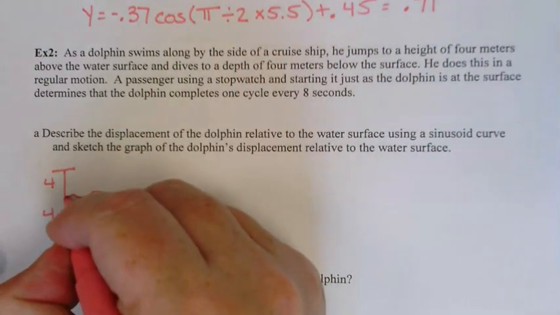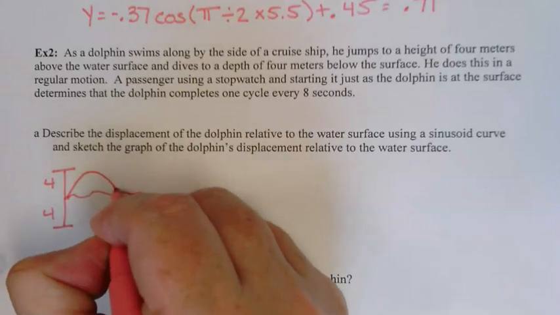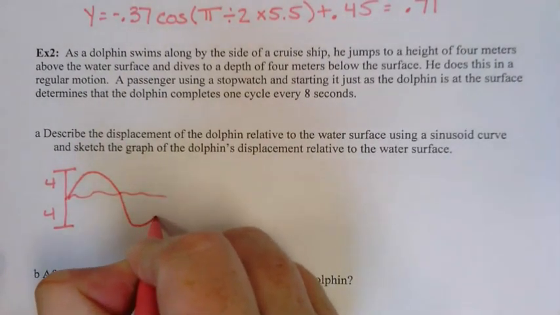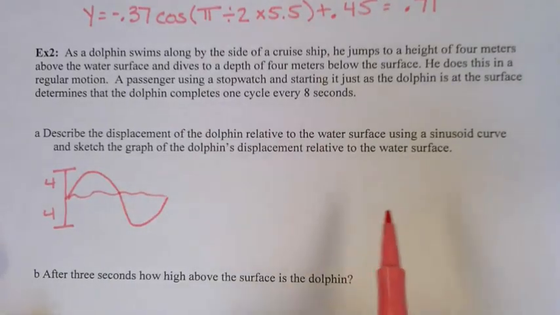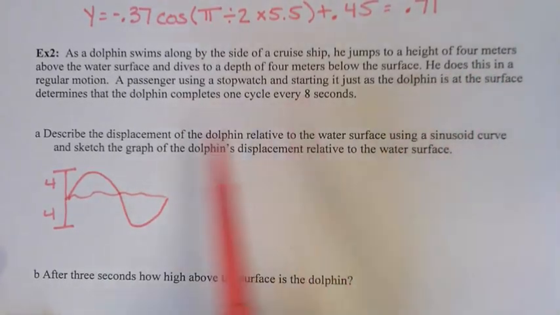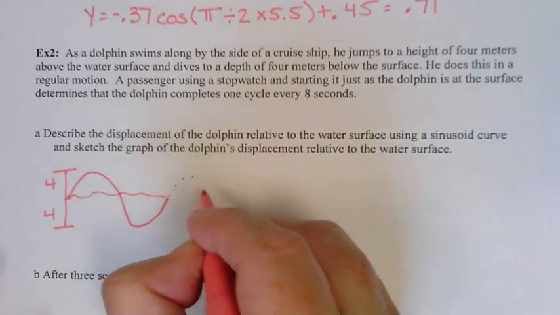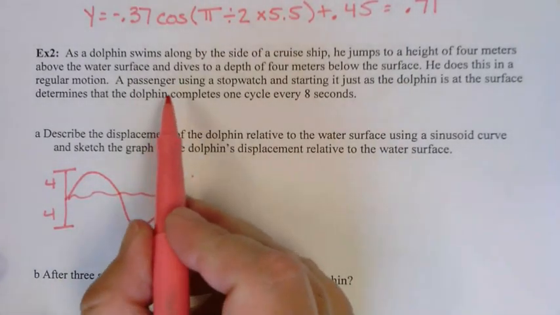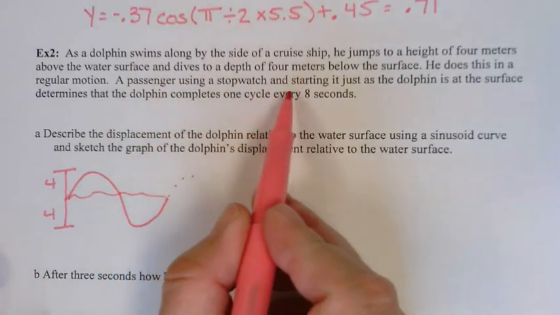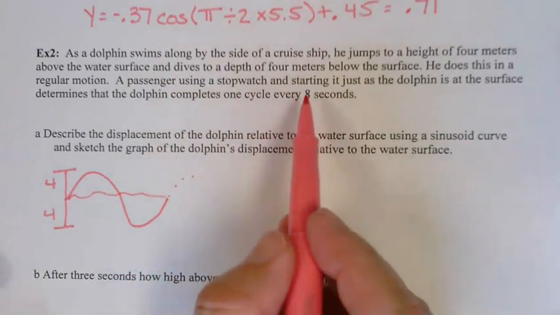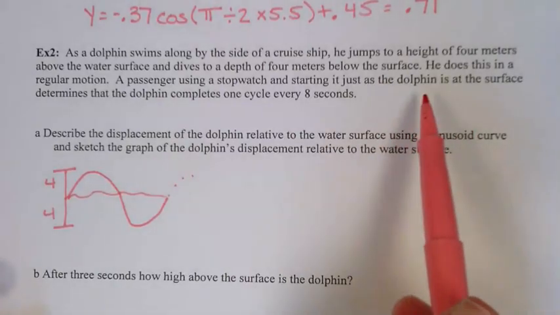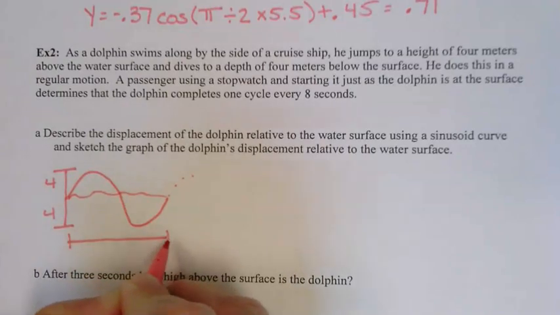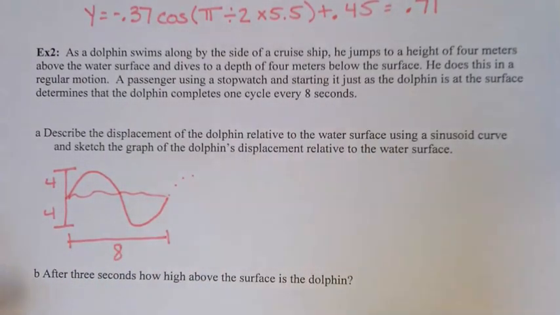So he's going to jump and then go back into the water, right? And then he's going to make the same motion underneath before we start again. That's what regular motion means. So we're just going to keep diving and coming back up. A passenger uses a stopwatch, starting as the dolphin is at the surface, and determines the dolphin completes this in 8 seconds. Okay.